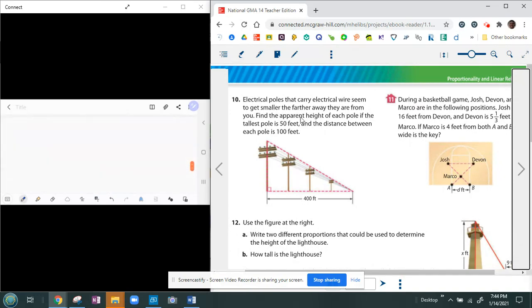Okay, electrical poles that carry electrical wire seem to get smaller the further away they are from you. Find the apparent height of each pole. So that's what it looks like to you. It's not its actual height. If the tallest pole is 50 feet and the distance between each pole is 100. All right, so we got to find the height of each one. All right, let's do this.